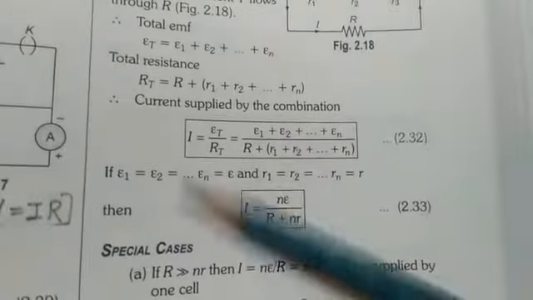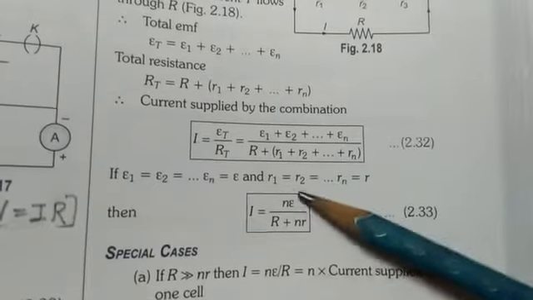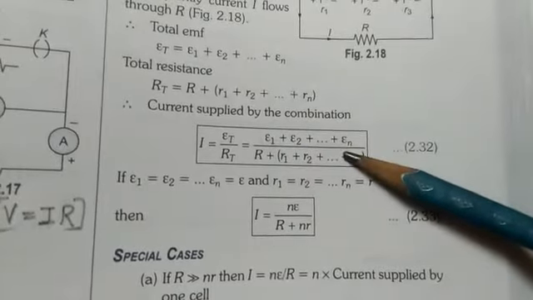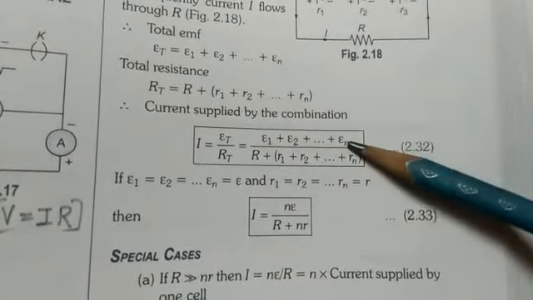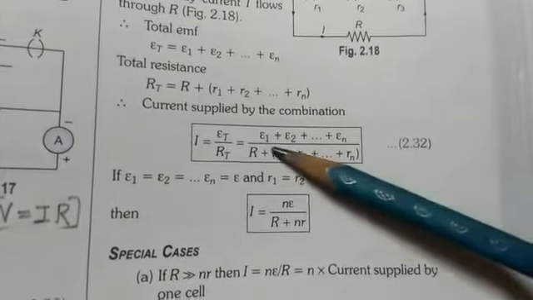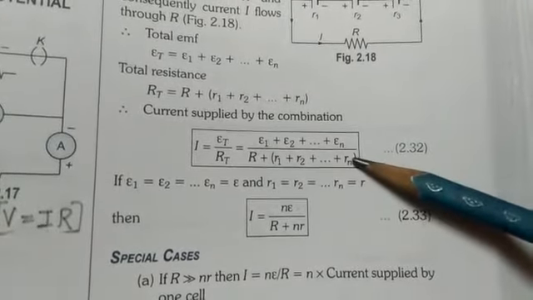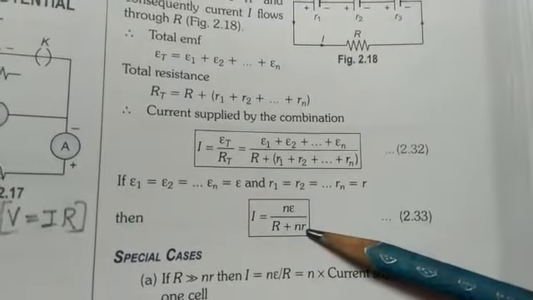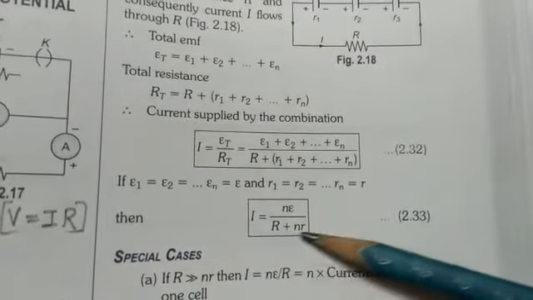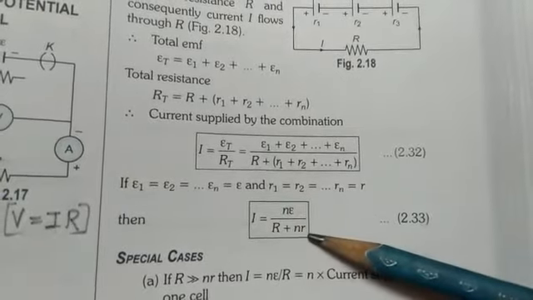Now suppose the EMF of all the cells are equal as well as their internal resistances are also equal. So in place of E1, E2, En, we simply put E plus E plus E, n times, so that means n into E. And in internal resistance also, we can put R plus R, n times, so that is n into r. So this is our desired equation for current I, which equals nE upon R plus nr.